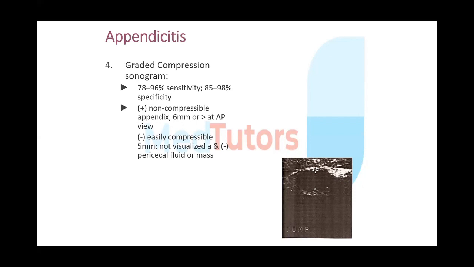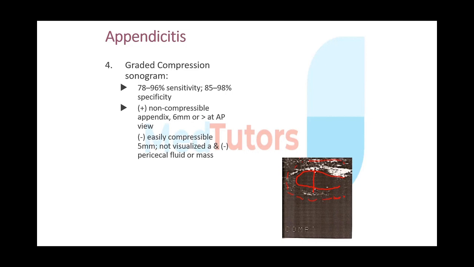Now, easily compressible, less than 5 millimeter, or not visualized, is negative. When you have a periappendiceal fluid collection, it is also diagnostic of acute appendicitis. If you look at this image, you can see a dilated lumen, and you can see some periappendiceal fluid collection.